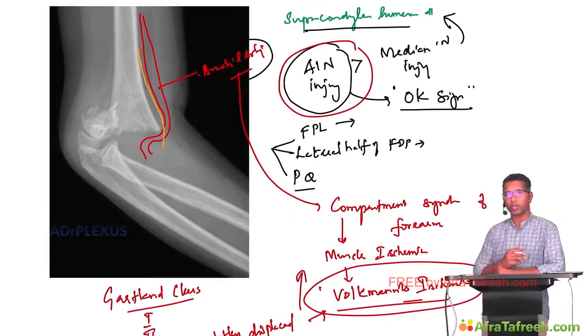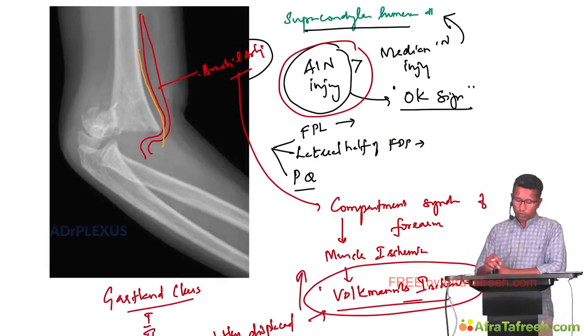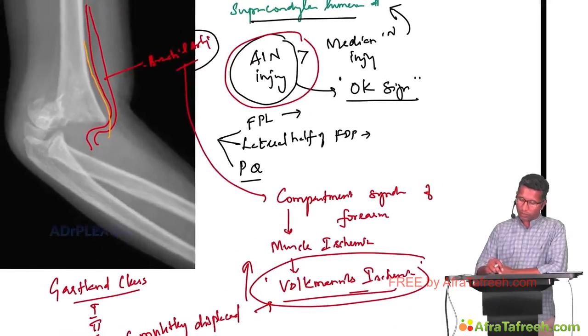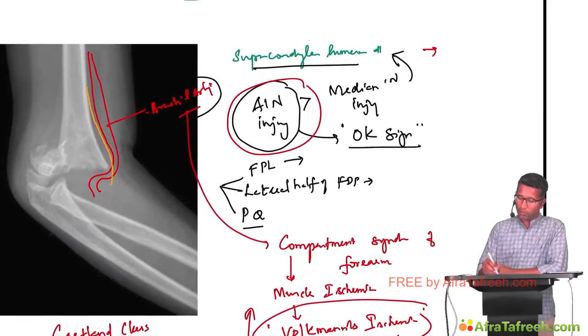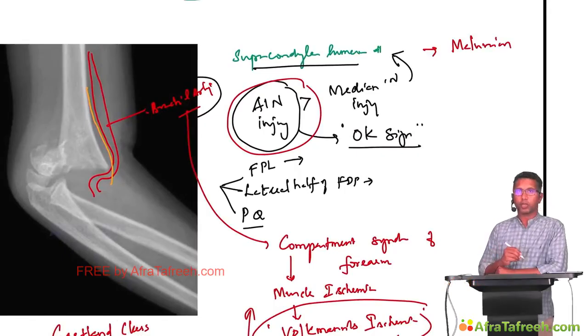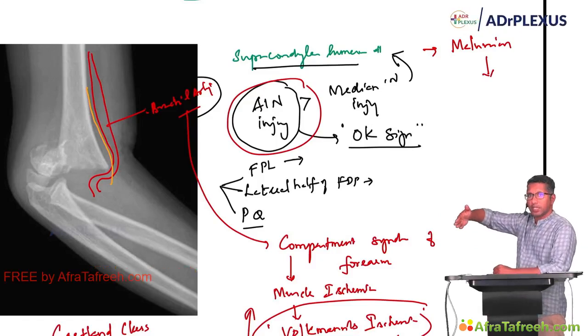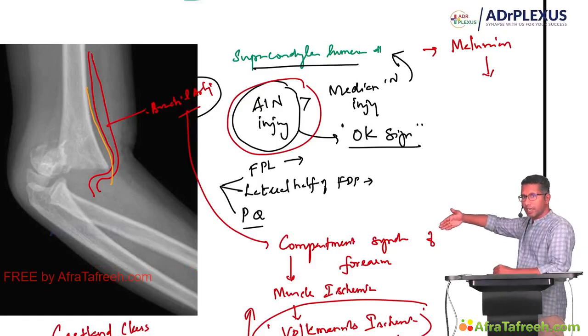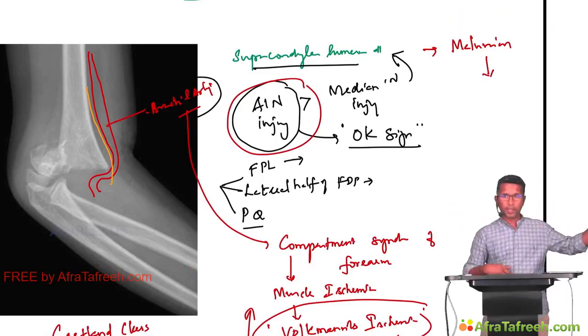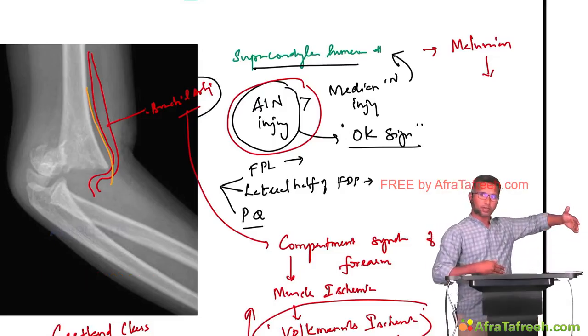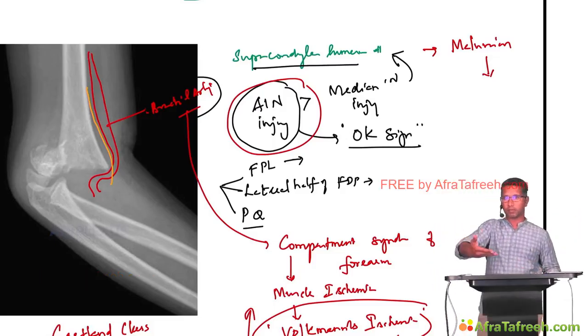When you take supracondylar humerus fracture, most commonly it goes for malunion. Whenever a supracondylar humerus fracture goes for malunion, it results in a classical deformity. The patient will have a deformity like this. Can anybody tell me what this deformity is called?